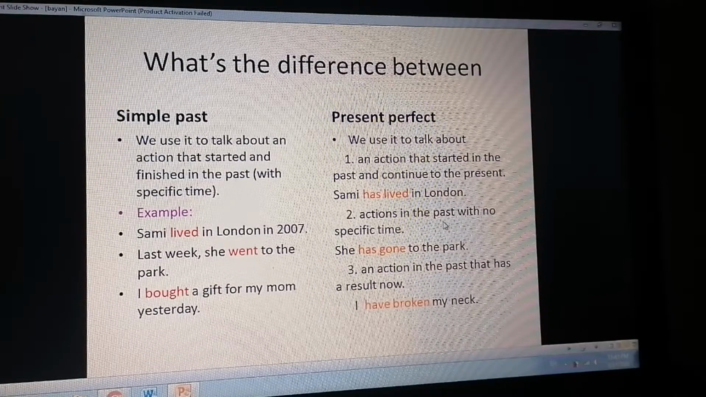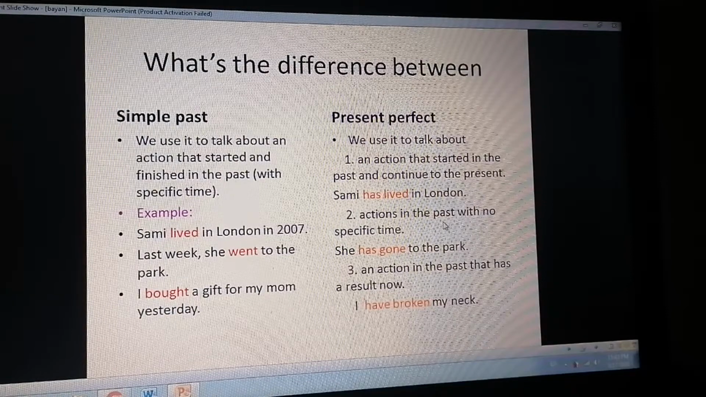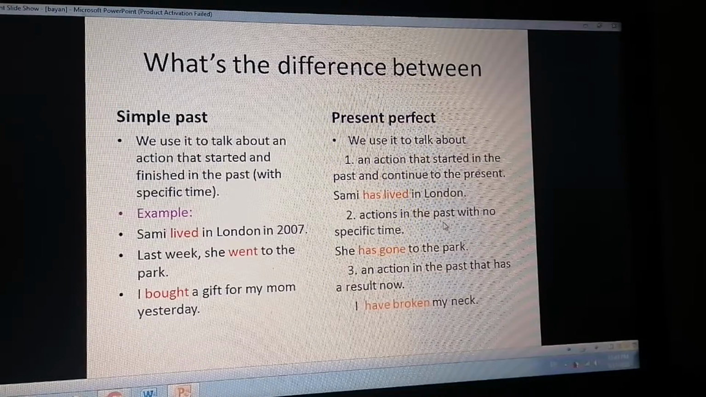But present perfect, we use it to talk about: 1. An action that started in the past and continued to the present. 2. Actions in the past with no specific time. 3. An action in the past that has a result now.